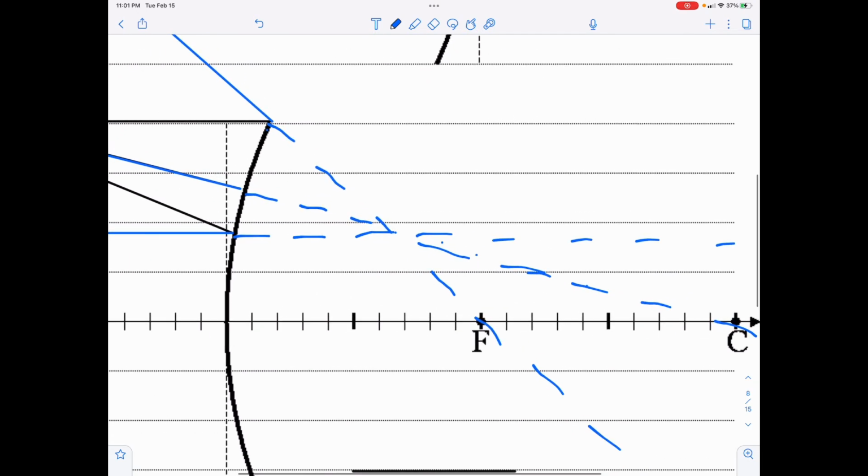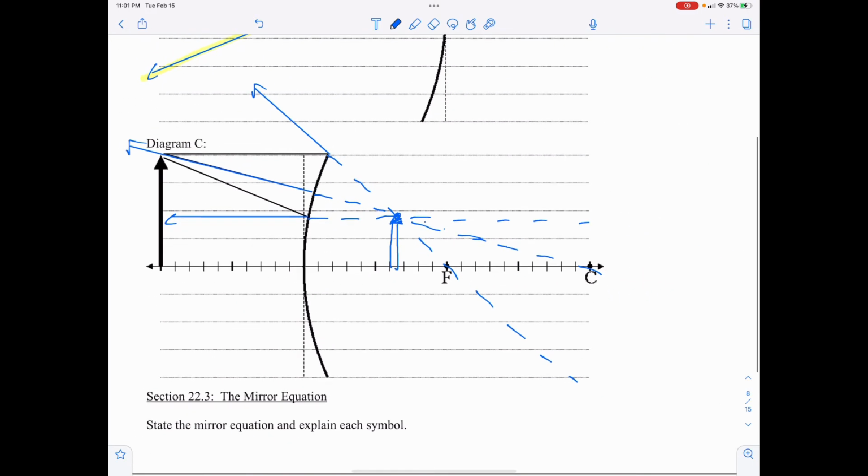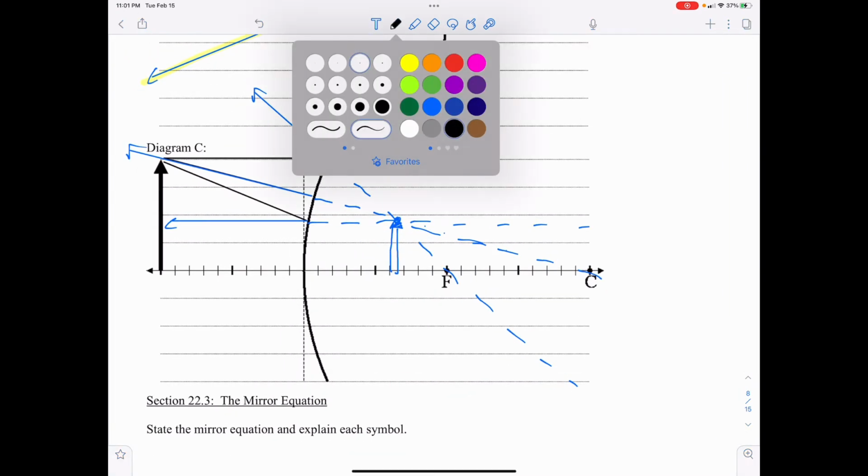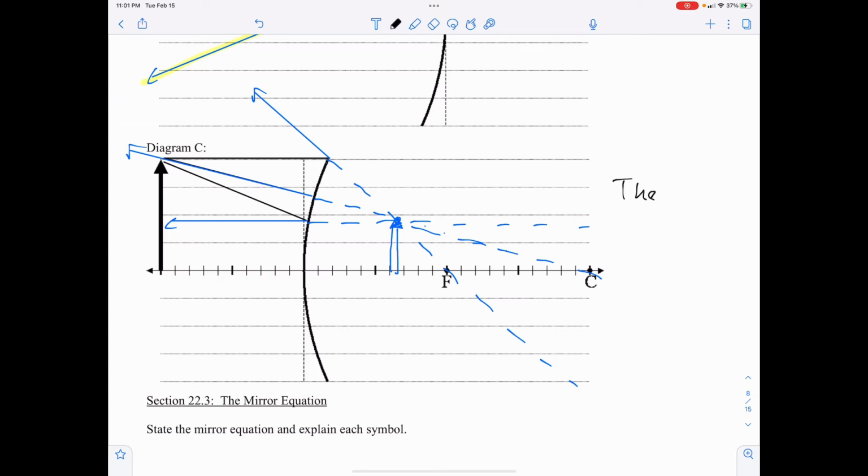Okay, now since the intersection is forming above the principal axis, there would be the image right there. And so the image that forms in this case is upright, virtual, and smaller. You can see how this arrow is shorter than the original object.